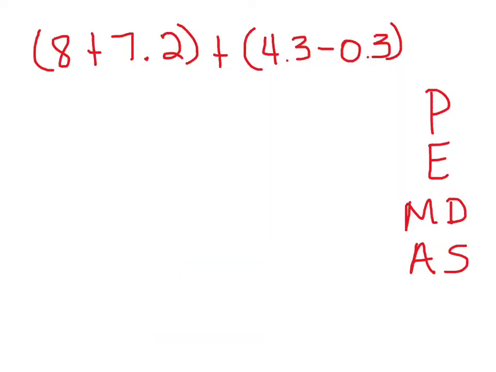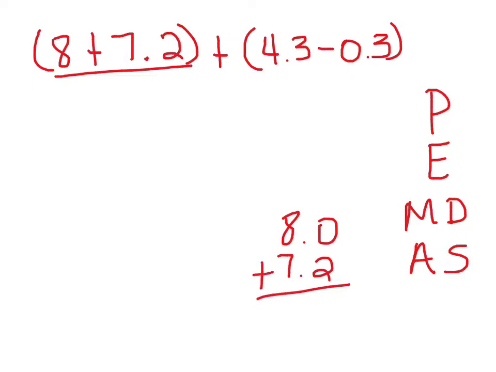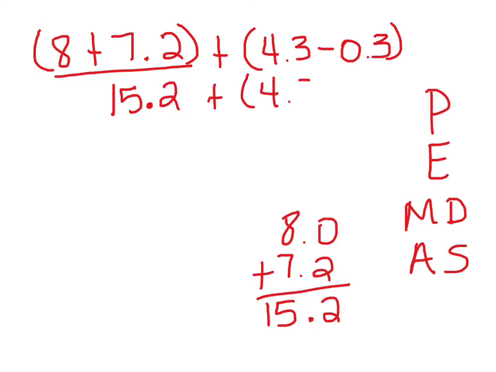Okay, last question is a PEMDAS. We're going to start with 8 plus 7.2. So 8.0 plus 7 and 2/10. 0 plus 2 is 2. Bring down my decimal. 8 plus 7 is 15. So this one is 15 and 2/10 plus parentheses 4 and 3/10 minus 0 and 3/10.